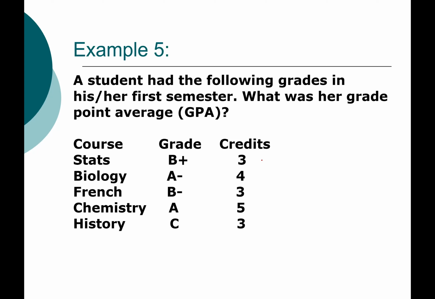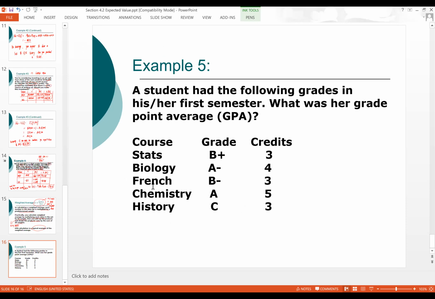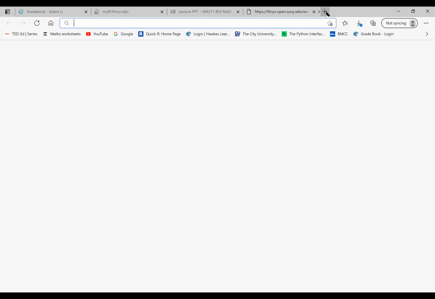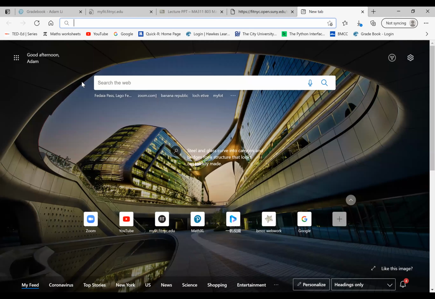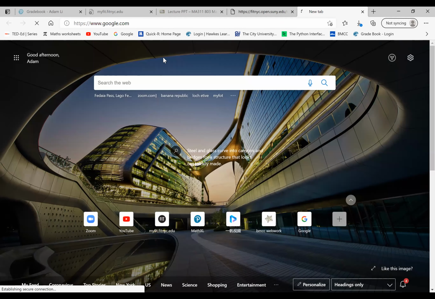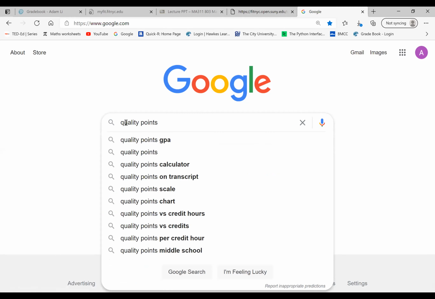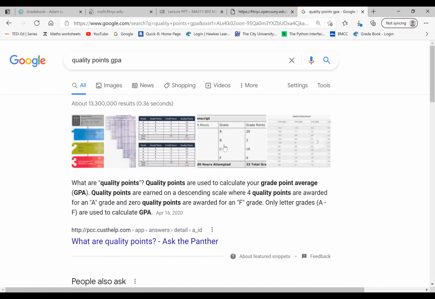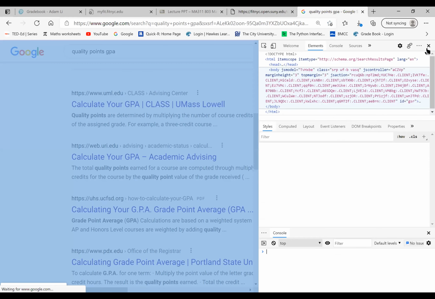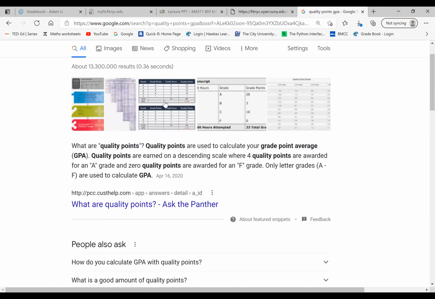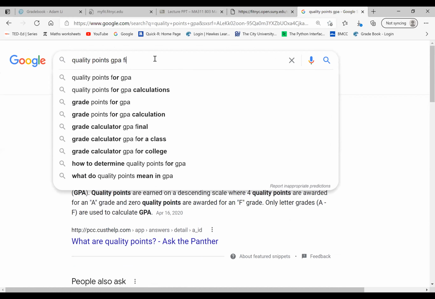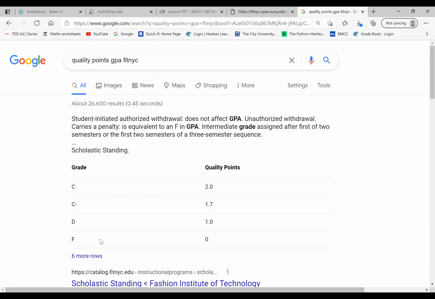Now, again, remember the quality points we're talking about. I'm going to show you how the quality points are determined at FIT. I'm going to go to Google and find out the quality points. Let me share the screen with you. Okay, quality points GPA. You can just type that in and you should have something like this. A lot of schools post this. Let me just type in FIT. Yes, it does. So here you go.